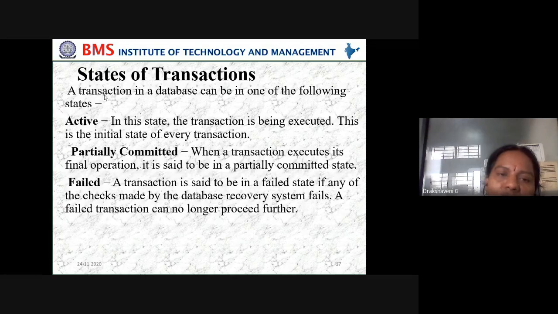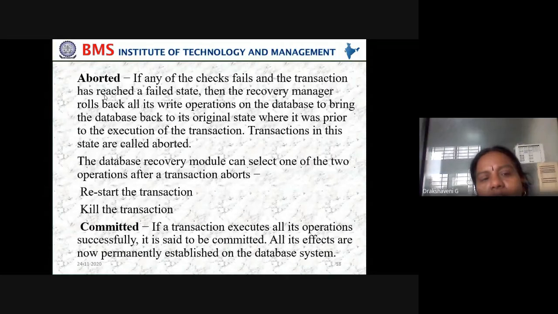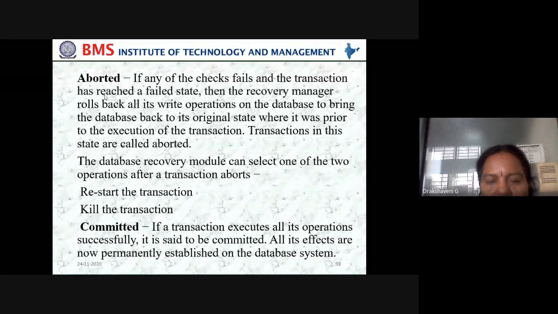Then we have seen about the states of a transaction. Whether it is active, partially committed, or failed. Then we have seen about aborted and committed. Aborted means stop, restart the transaction or kill the transaction. So if in between there was some error, then restart the transaction or kill the transaction. Then committed: if a transaction executes all its operations successfully, it is said to be committed. All its effects are now permanently established on the database system.